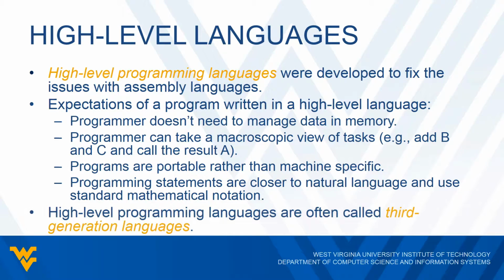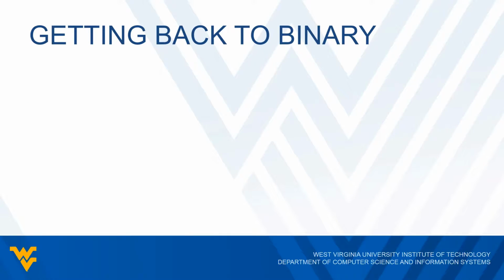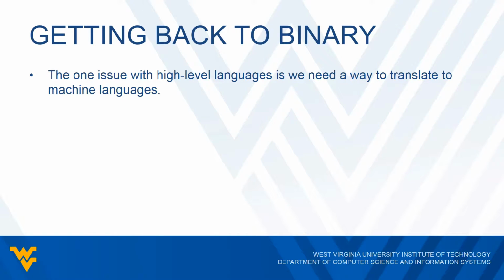These high-level programming languages are often called third-generation languages. This just reflects the progression from machine language, which would be the first generation, to assembly language, which was the second generation, to the high-level language. Now, there is a problem with these high-level languages. Because we're making them easier for us to understand, the machine has no idea what these languages do. So what we need to do is to come up with a way to translate these high-level languages back down to our object code so that the machine can actually understand that.